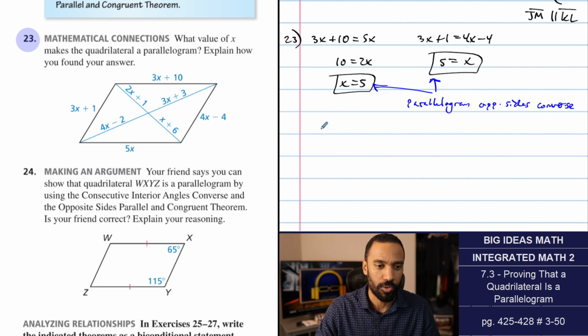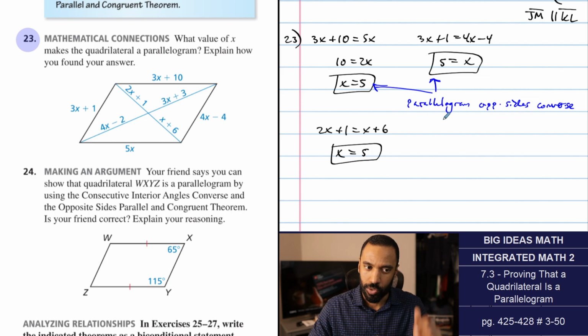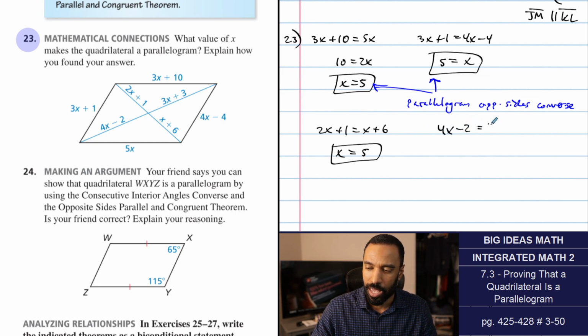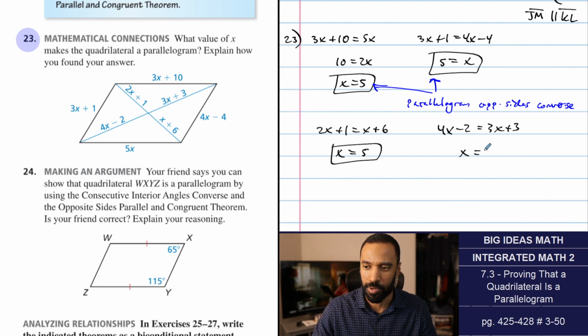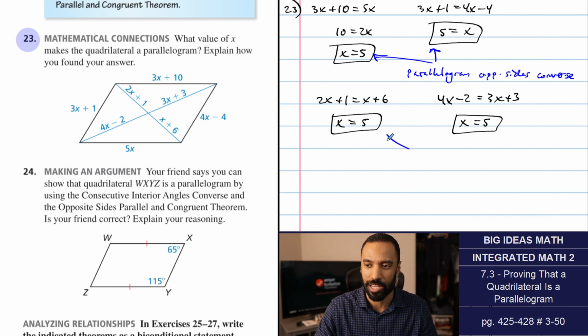On the other hand, if we use the parallelogram diagonals converse, we could then try and set those diagonal bits equal to each other, and we could say that 2x plus 1 would have to equal x plus 6. Subtract x from both sides, subtract 1 from both sides, you still get 5. And try the 4x minus 2 and 3x plus 3. Subtract 3x from both sides, add 2 to both sides, you get x equals 5. This is the parallelogram diagonals converse. We still get that x. Basically, the answer is x equals 5.